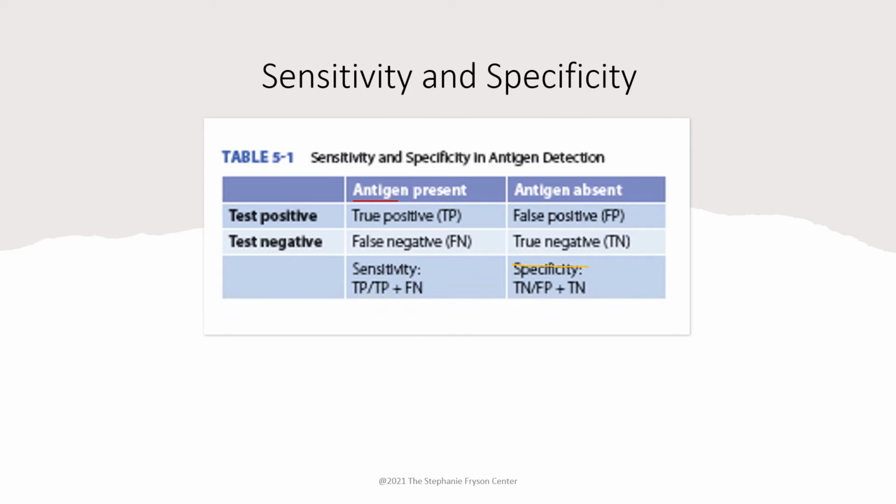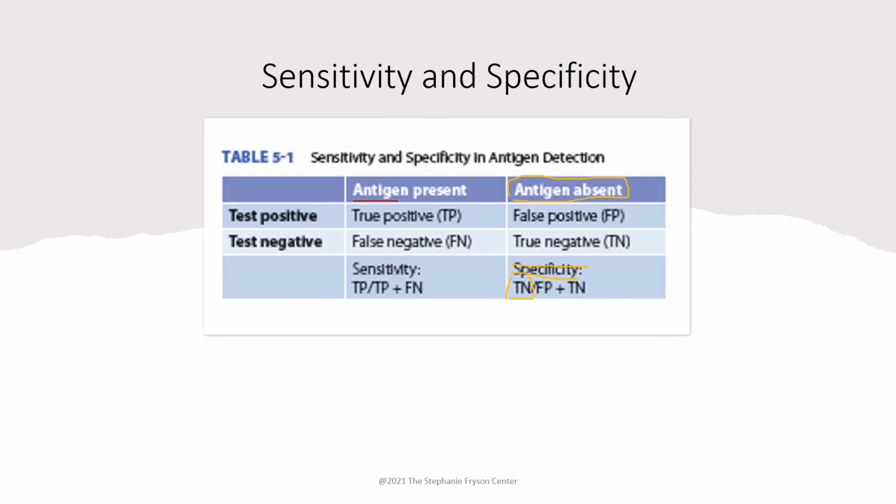Specificity involves the negatives, the true negatives. So this is saying when the antigen is absent, will I get a positive result or a negative result when the antigen is not there? Which means you're only looking for that antigen. How specific? You're looking for that one thing.